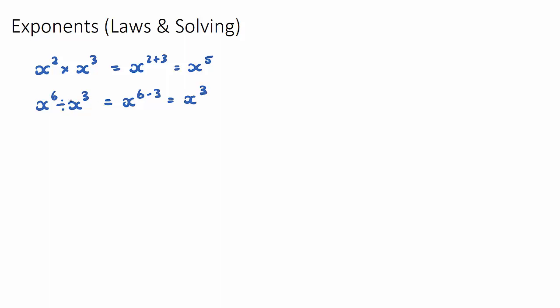And once again, how I sort of think about this is x to the power of 6 is x times x times x times x times x times x. If I'm dividing this by x to the power of 3, which is x times x times x, these will cancel out, these will cancel out, these will cancel out, and I'm left with x times x times x, which is just x cubed. So remember these two. If it's times, we add the powers. If it's divide, we subtract the powers. Okay, they're the first two rules.